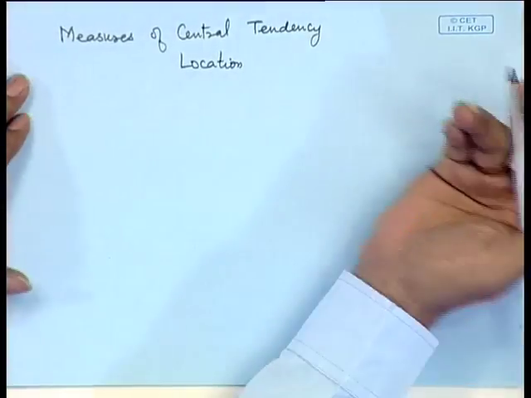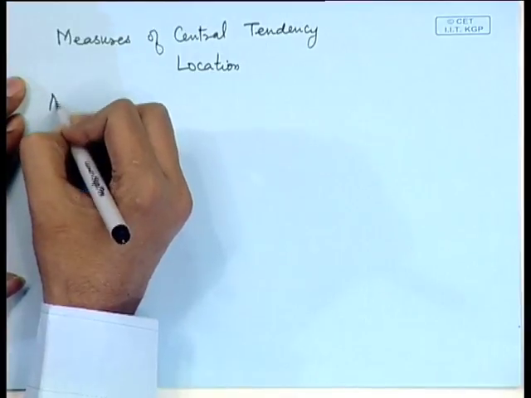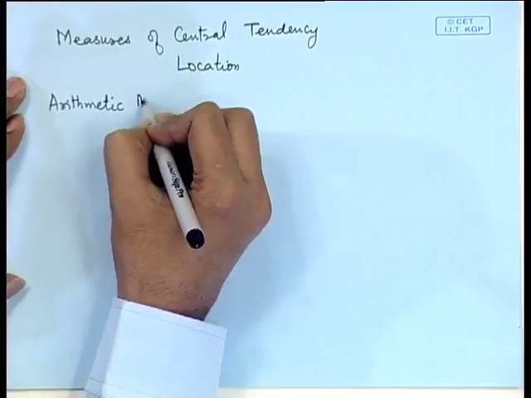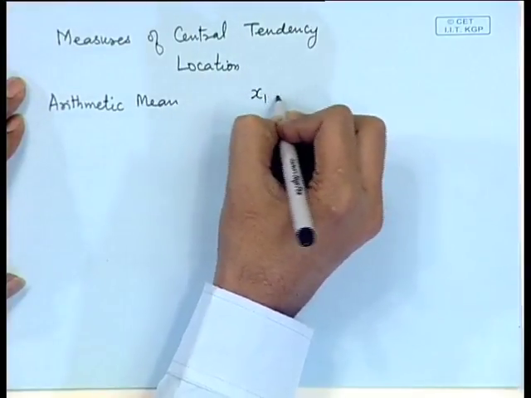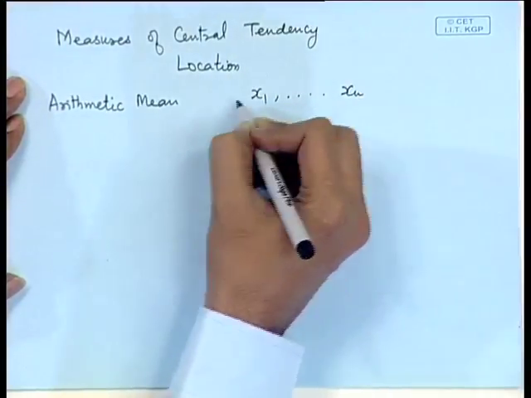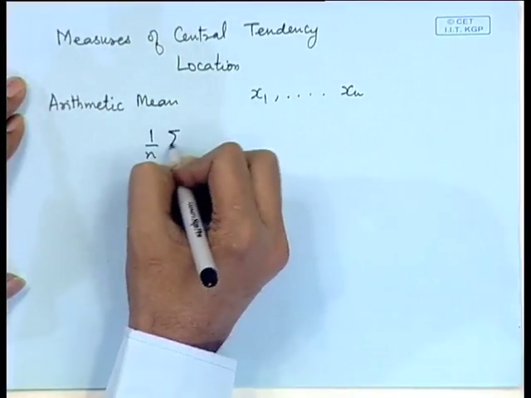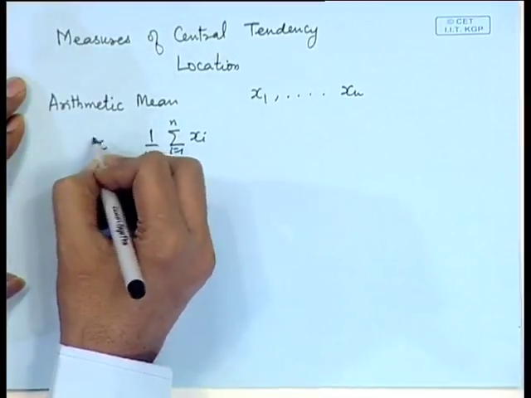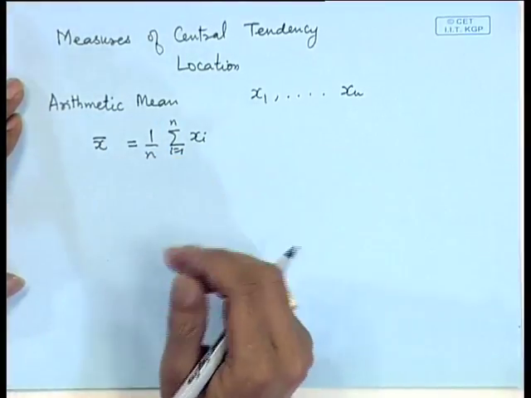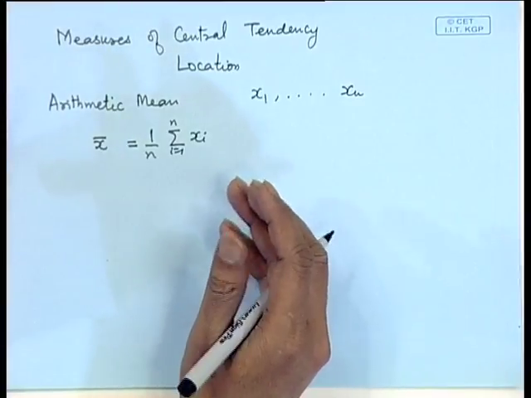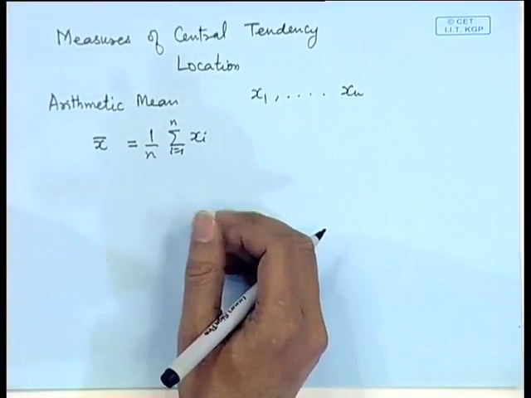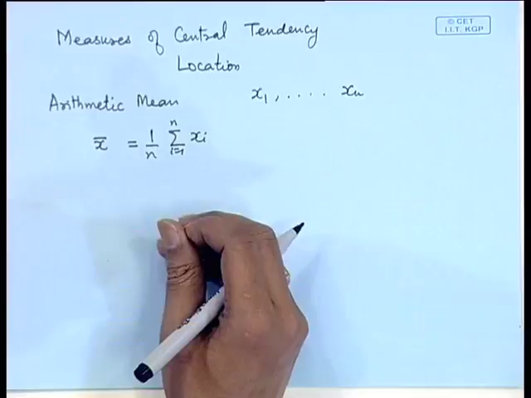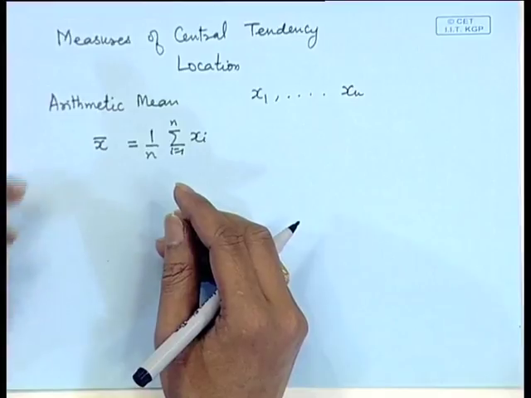The first one is an average. The easiest of the averages is the arithmetic mean. An arithmetic mean, if I have the values say x 1, x 2, ..., x n, is simply 1 by n sigma x i, i equal to 1 to n. Let us call it x bar. That means, whatever observations are there, we simply take a plain average of that. This is known as arithmetic mean. This is one of the most commonly used measures of location or measures of central tendency.